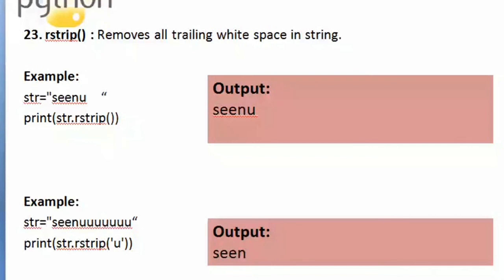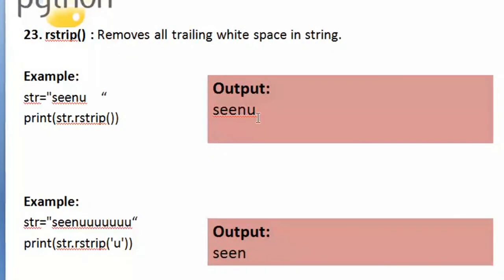Yes, ma'am. Filling white spaces in the string. What does lstrip do? See, there are so many spaces over here. All these spaces will be removed, and it will just print Sinu in the output.